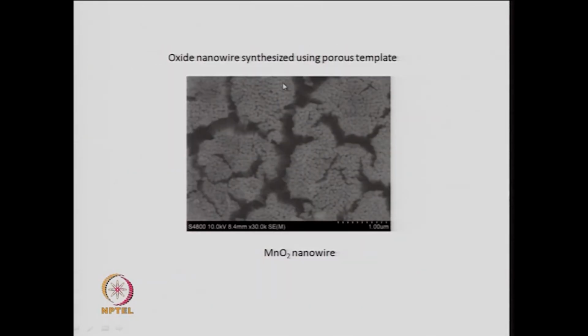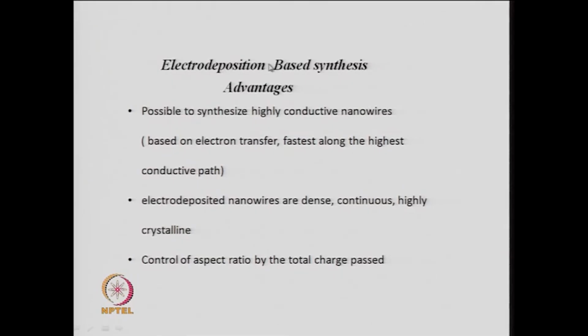This is an oxide nanowire, manganese dioxide nanowire, which has been synthesized using a porous template, and this manganese dioxide, as you know, is slightly conducting, because it is manganese in the +4 oxidation state. However, it would be difficult to make nanowires which are not so conducting, which have high band gaps; you will not be able to make them using the electrodeposition route. So, the electrodeposition route has certain advantages which we have been discussing.